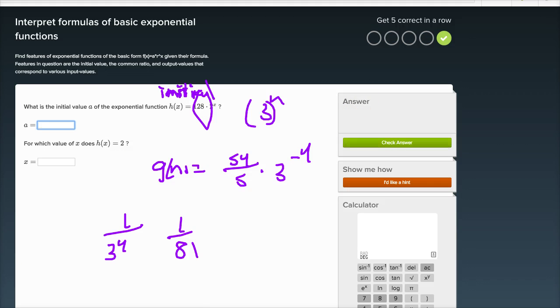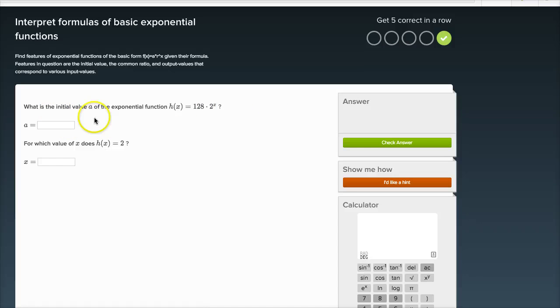So, depending on what type of question they ask you, pay attention to whether they ask you for the initial value, and if they do, it's the thing in the front. If they ask you for the common ratio, they want to know what the base is, and just put that here. For the second part of the question, if they're asking which value of x makes this function equal this, you'll have to figure out what value to substitute in there. And if they ask what is the value of this when this, substitute in and just give them the answer. So that's how you interpret formulas of basic exponential functions on Khan Academy.